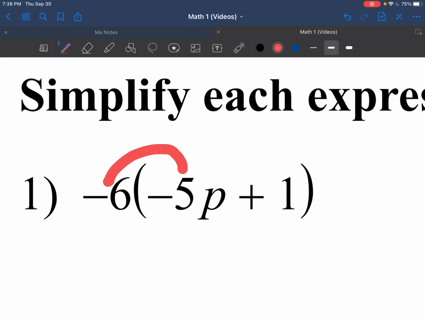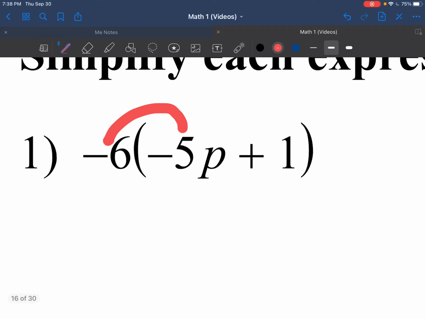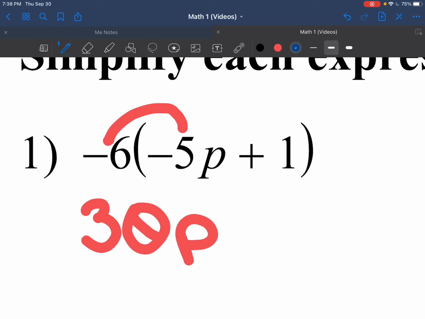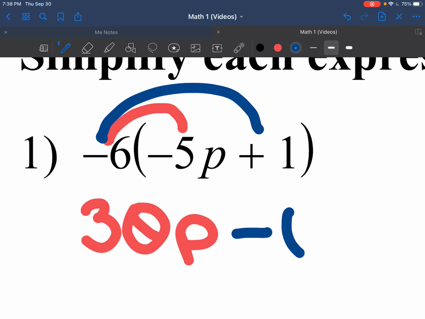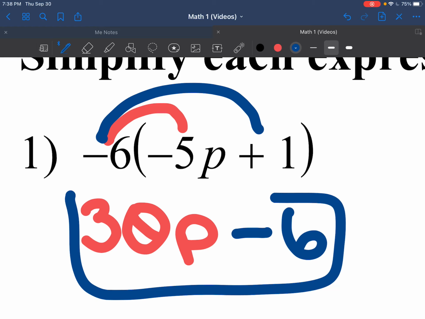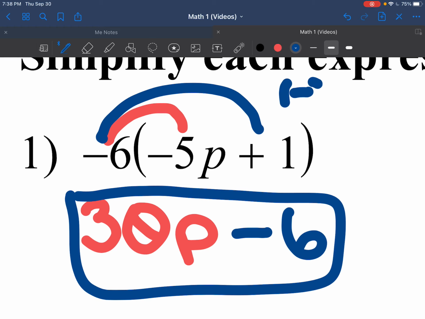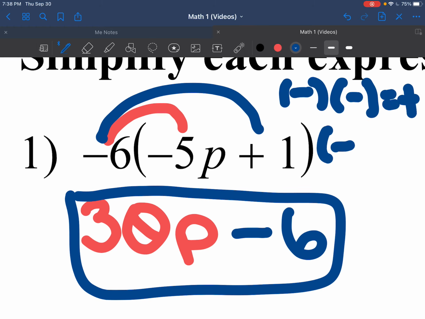So -6 times -5p, flip the sign, it becomes positive. 6 times 5 is 30. Don't forget the p. -6 times 1. Well, that 1 now is becoming negative, so 6 times 1 is 6. And there we go. Okay, so two negatives when multiplied together become a positive, and then a positive and a negative multiplied together becomes a negative.